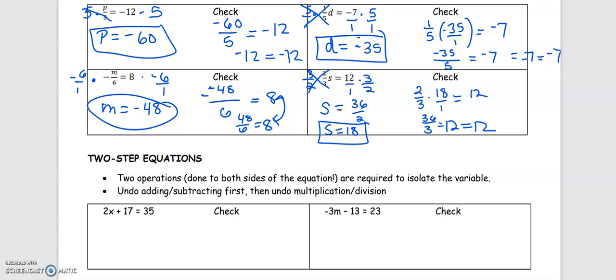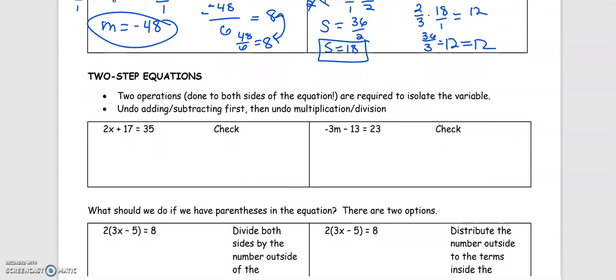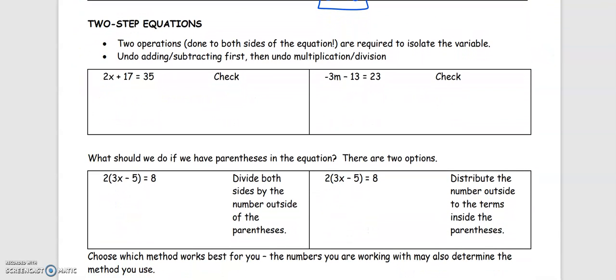We'll take a look at some two-step equations. For two-step equations, we have two operations. Both have to be done to both sides of the equations. We have to isolate our variable first. So we're going to undo any addition or subtraction first. So we have two-step equations next, which means we have two operations. And we're going to have to undo the addition or subtraction first before we can undo the multiplication or division. So here we're going to subtract 17 on both sides. And we'll do that step first.